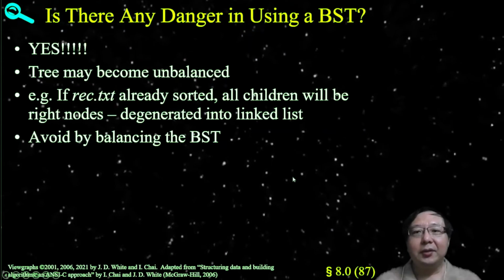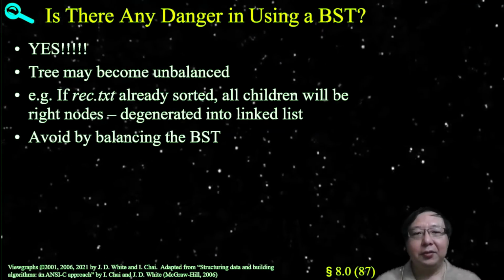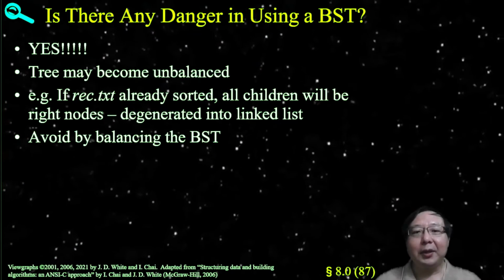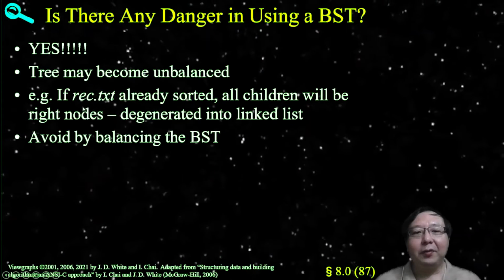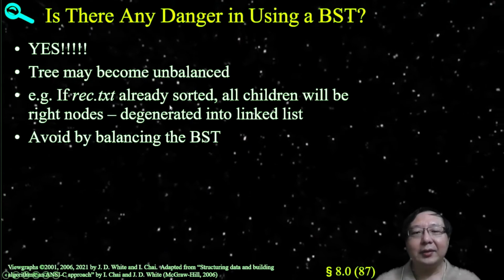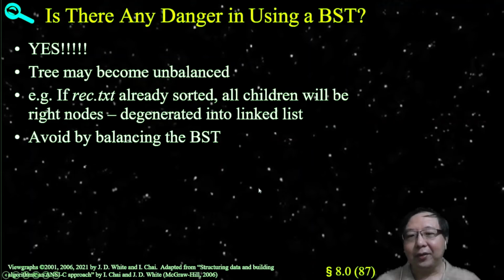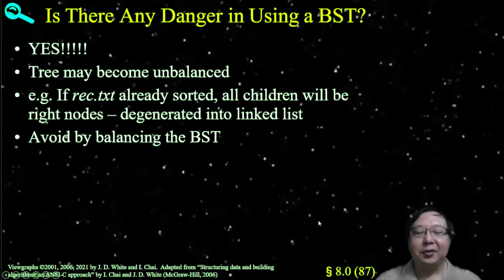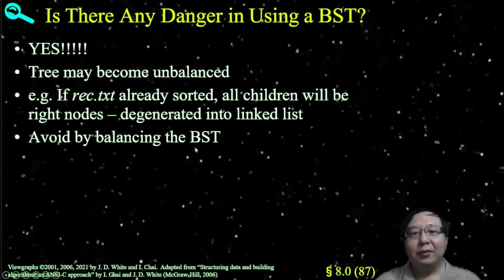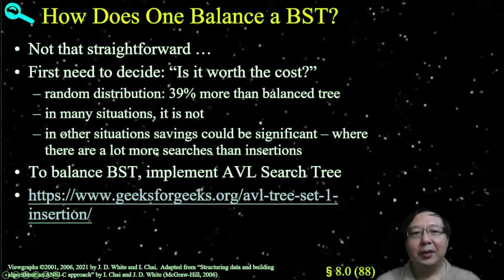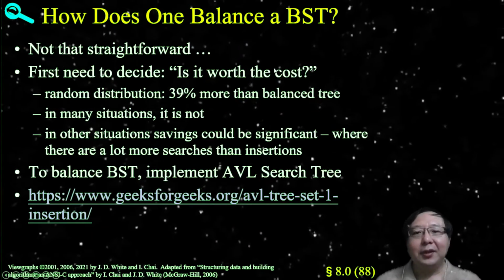So is there any danger in using a binary search tree? Yes, because a tree can become unbalanced. For example, if your record text is already sorted, then all the children will be right nodes, and so you just go down all on the right side, and it degenerates into a linked list. And the way you fix that is you balance the tree. But balancing the tree is not that straightforward.